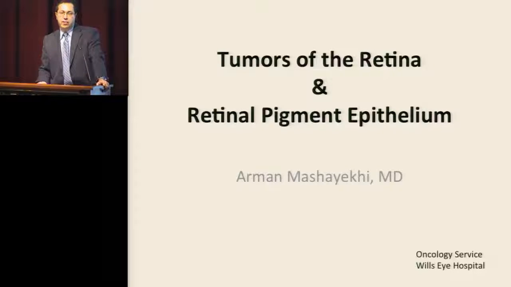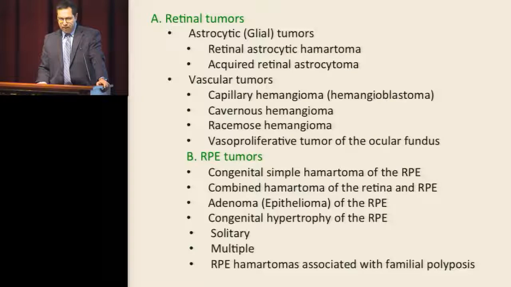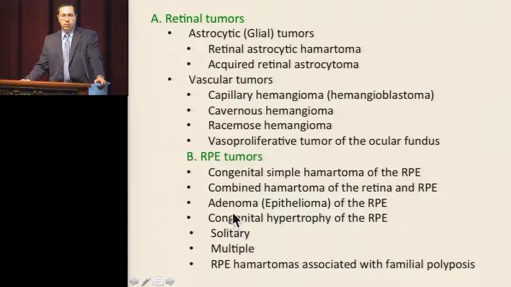Tumors of the retina and retinal pigment epithelium today. As you can see here, retinal tumors include astrocytic tumors and vascular tumors. And RPE tumors, there are several of them. The one that you are more familiar with is congenital hypertrophy of the retinal pigment epithelium. We are going to cover some of the most important diseases.